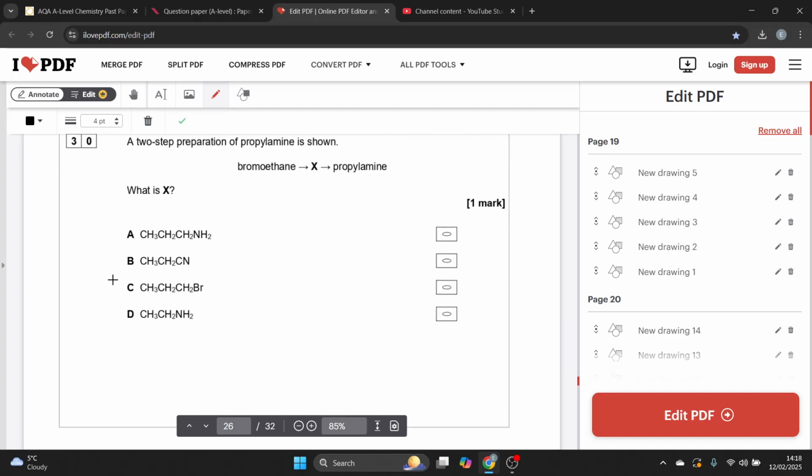Question 30. What is X? A two-step preparation of propylamine is shown: bromoethane, a halogenoalkane, goes to something, then to propylamine. What is that going to be? It's definitely not going to be C. Let's draw out bromoethane: methane, ethane, bromo group, right? And then propylamine.